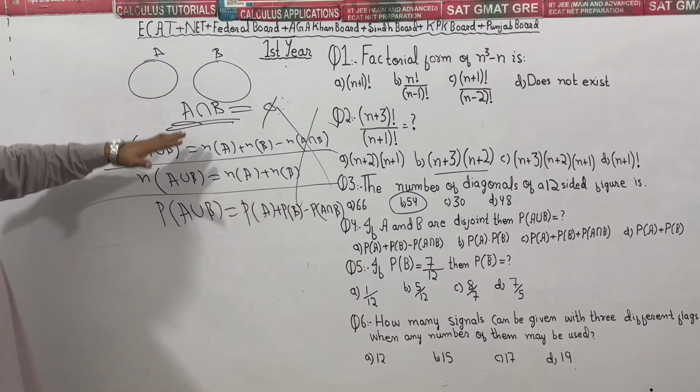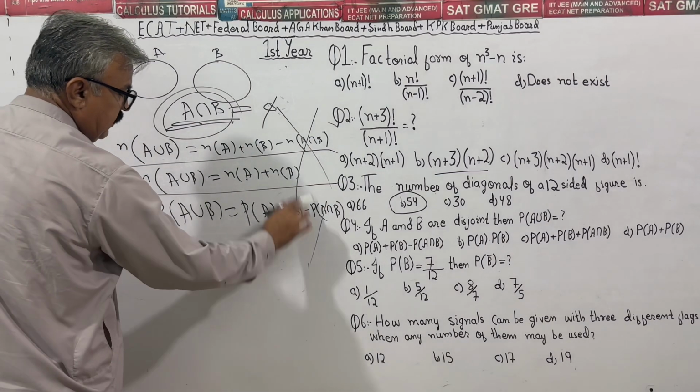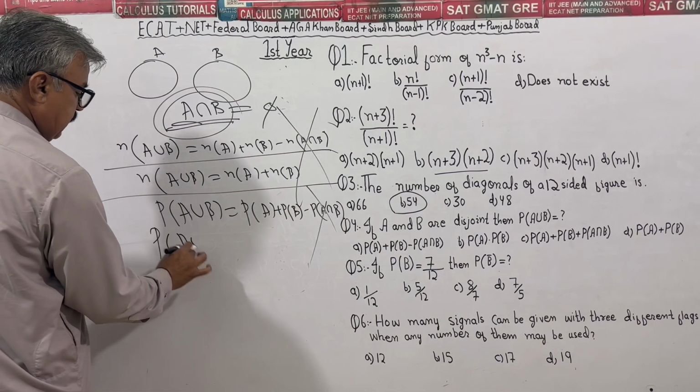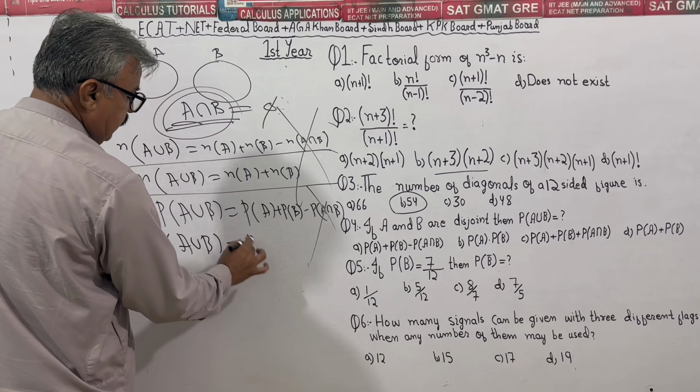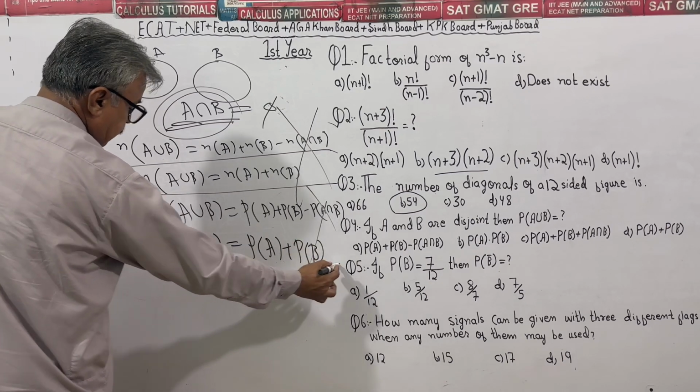But it is given to us that they are mutually disjoint. Mutually disjoint means they have nothing in common. So that term is meaningless. Probability of A union B is given by probability of A plus probability of B. That's our answer.